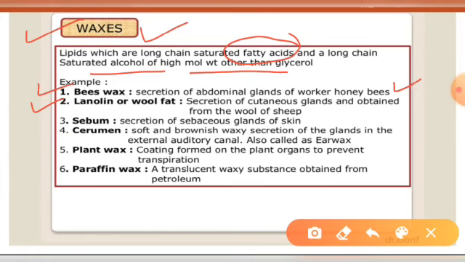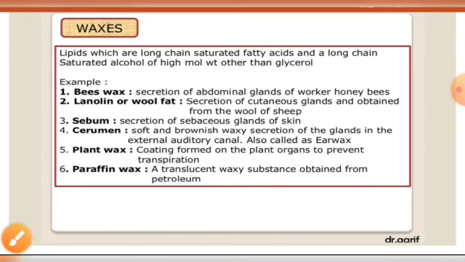Second, wool fat or lanolin. Lanolin is a secretion of cutaneous glands and it is obtained from the wool of sheep. Third is sebum. Sebum is secreted by the sebaceous glands of the skin, the oil secreting glands of the skin. Cerumen is the earwax, which is present in our ears. Next is the plant wax. Plant wax is a coating formed on the plant organs to prevent the process of transpiration. And last is the paraffin wax, which is a translucent waxy substance obtained from petroleum. So petroleum jelly which we use in our home is an example of paraffin wax.